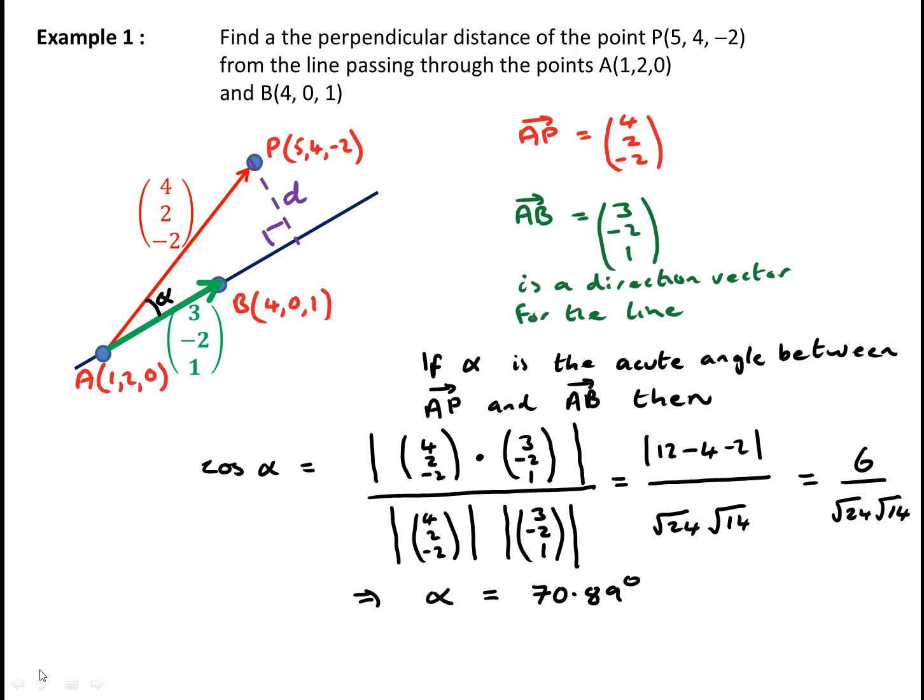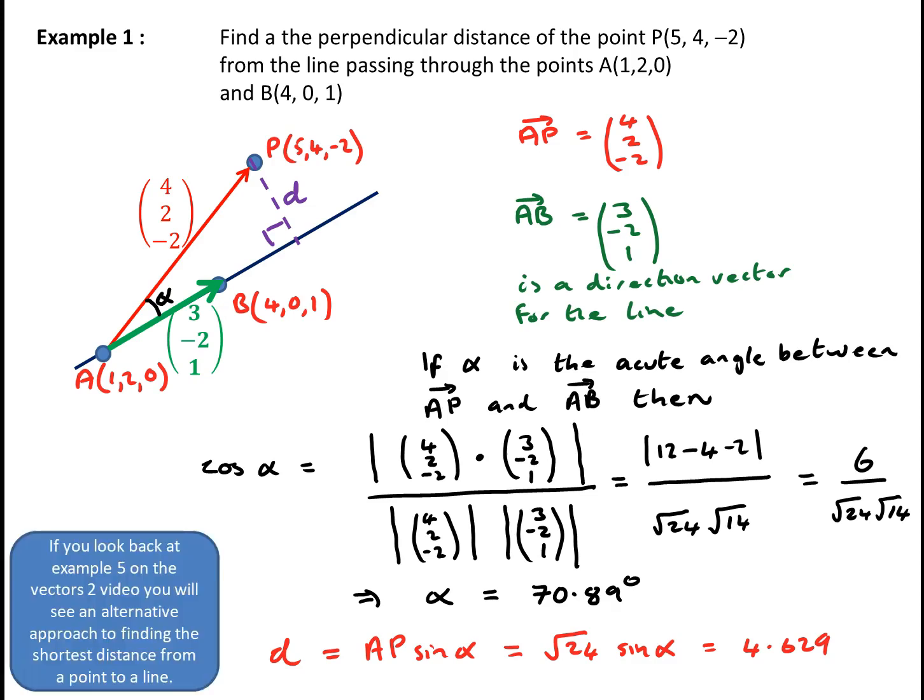And then just using our right angled triangle, we've got that D is the same thing as the length of AP times sine alpha. We've already worked out that the length of AP is the length of the vector (4, 2, -2), which is root 24. So I've got root 24 times sine alpha, which gives me 4.629.